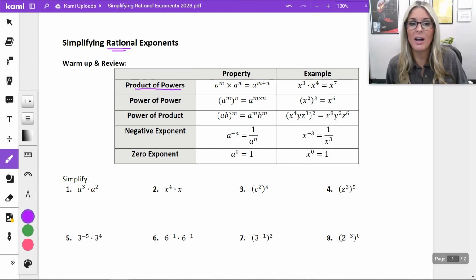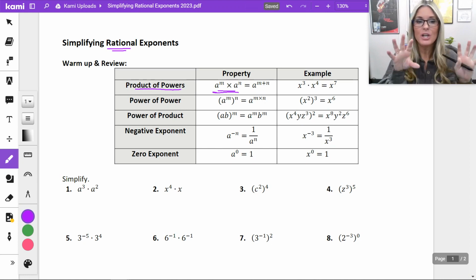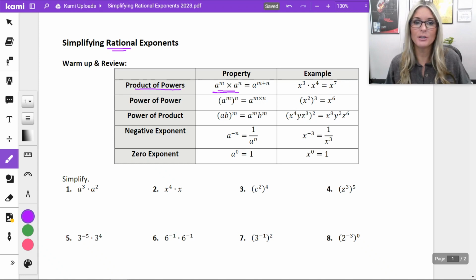So starting with product of powers, if you have two powers, meaning two bases with exponents, and you're multiplying, you actually add those exponents together. Looking at our example, x cubed times x to the fourth would equal x to the seventh. If I have x cubed, x times x times x, and then I have x to the fourth, one, two, three, four, multiplying all together would be x to the seventh.